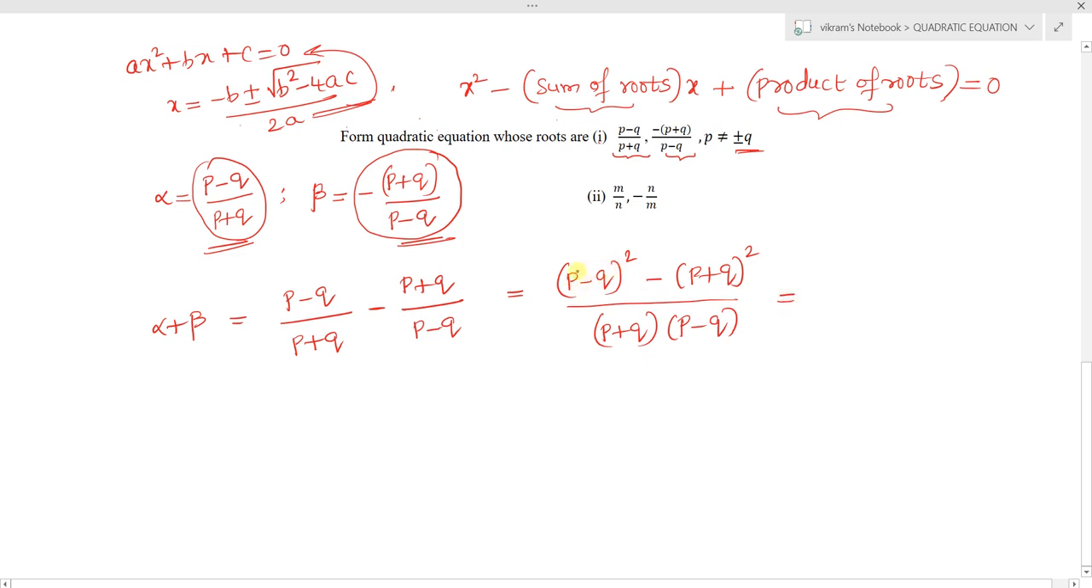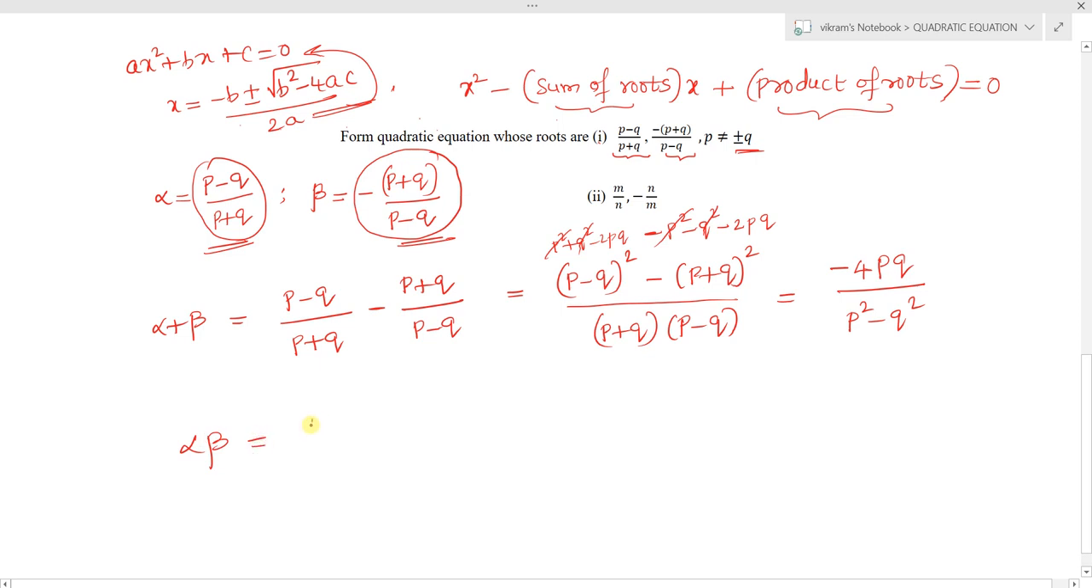We know that a minus b whole square is p square plus q square minus 2pq, and over here it is (p plus q) whole square, and I'm expanding, minus p square minus q square minus 2pq. That means p square and q square will get cancelled out. In the numerator we will get minus 4pq by (a plus b) into (a minus b), a square minus b square. Then we'll get minus 4pq by p square minus q square as the sum of the roots. Then what is the product of the roots?